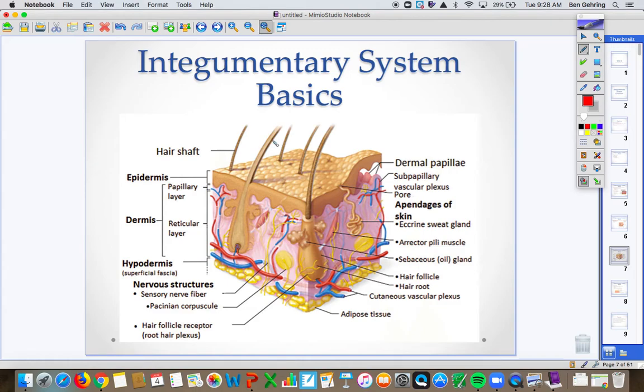This is a diagram. You'll be able to label most of these parts by the time we finish up this unit. But here's a look at your skin. You have your epidermis up on top. This region, your dermis, is the middle layer that contains a lot of the structures, and then beneath that you have your hypodermis, with blood vessels and adipose or fat tissue, connective tissue, which connects your dermis to the structures down beneath.